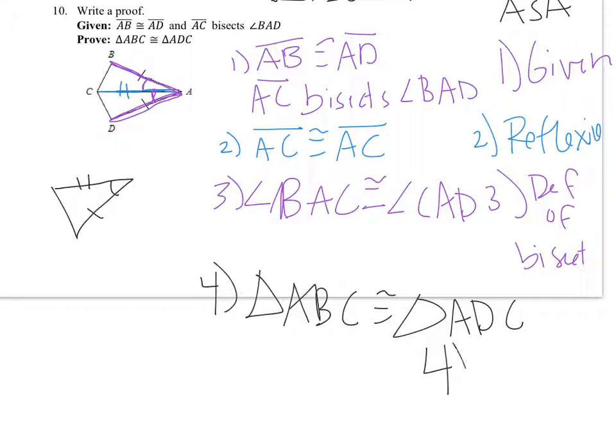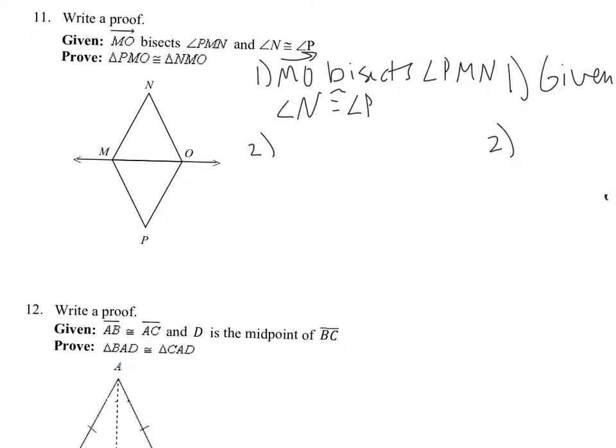So it'd be angle. No, it'd be side, angle, side. So next one, kind of like the one I just did, because I notice again in this picture that I have an overlapping side. So I can say MO is congruent to MO, and the reason is reflexive, when something is congruent to itself.